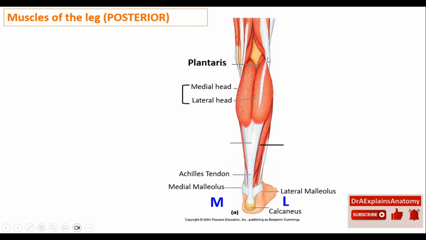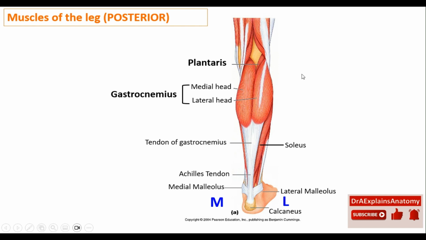This muscle right here is the plantaris muscle. This is the gastrocnemius muscle. It has two bellies. That is the medial head toward the medial aspect of the leg. That is the lateral head toward the lateral aspect of the leg. This is the tendon of the gastrocnemius muscle, whereas this is the Achilles tendon, which is attached to the calcaneus bone. And this right here is the soleus muscle. Plantaris related to the plantar region, soleus, the sole of the foot.